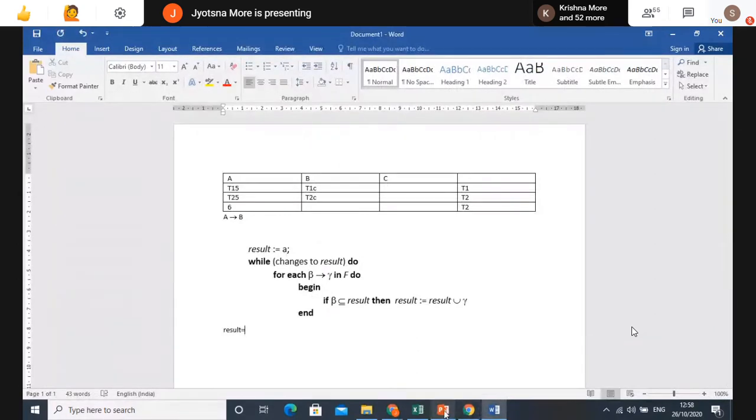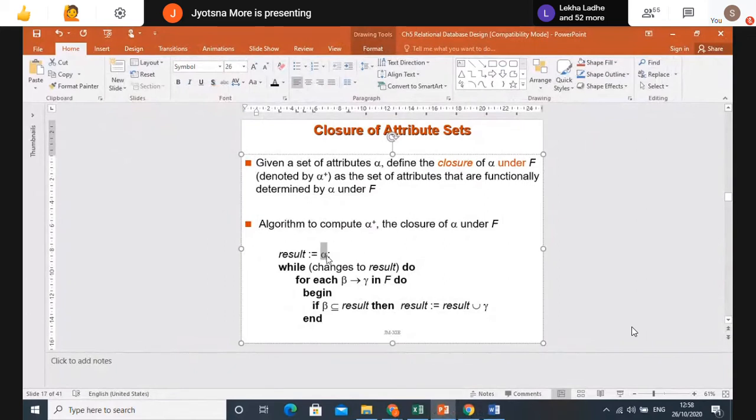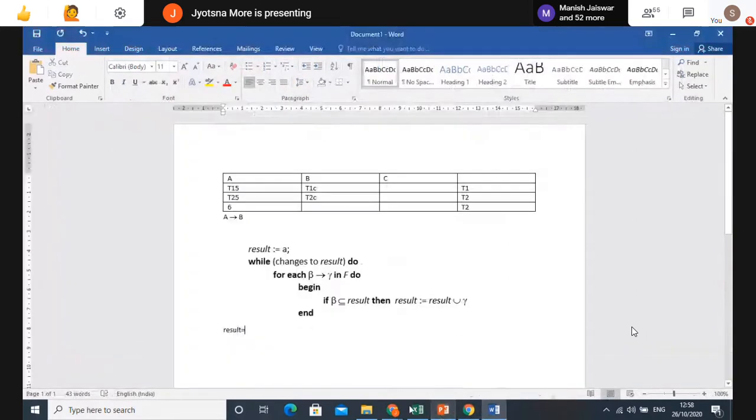Here alpha is copied as a in the Word file. Consider this A as alpha right now.